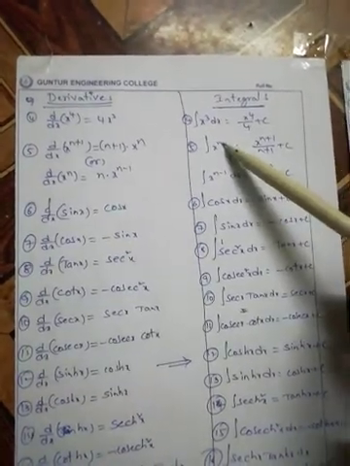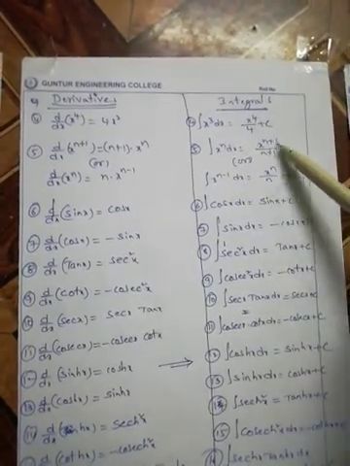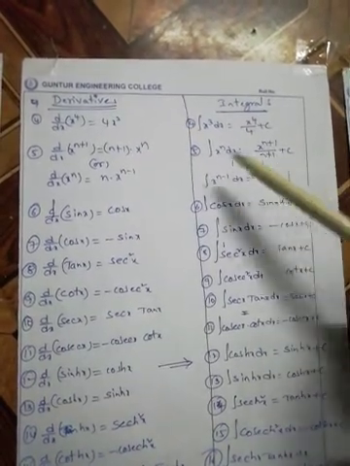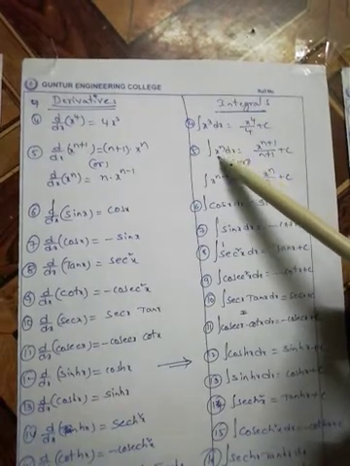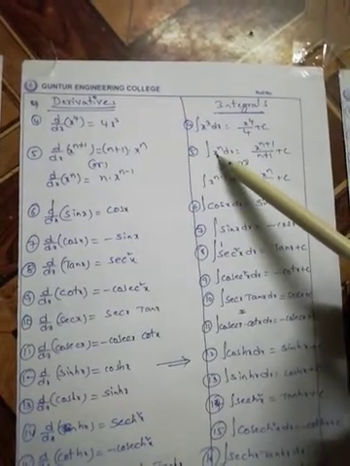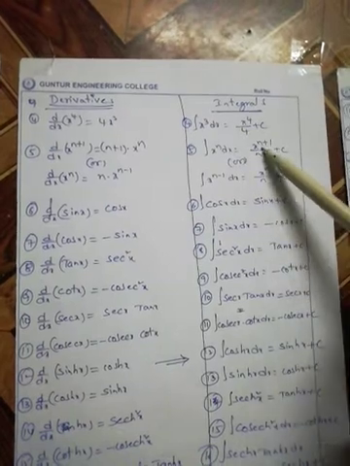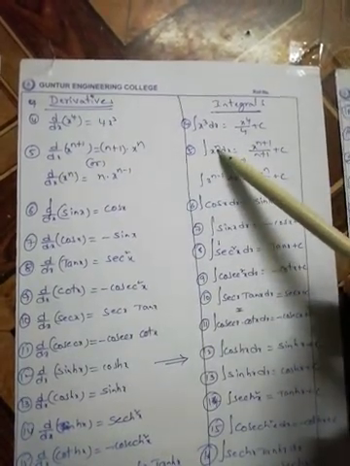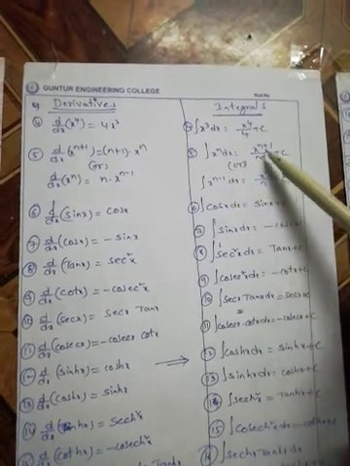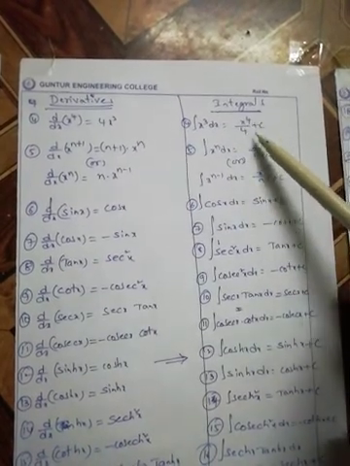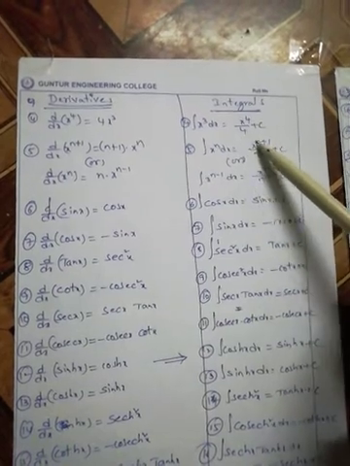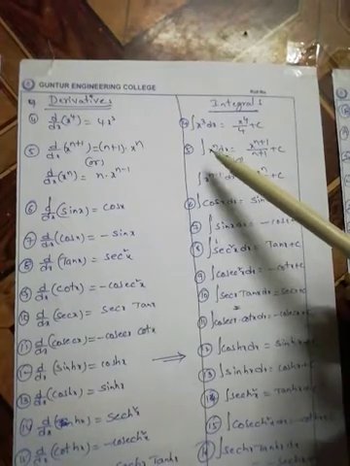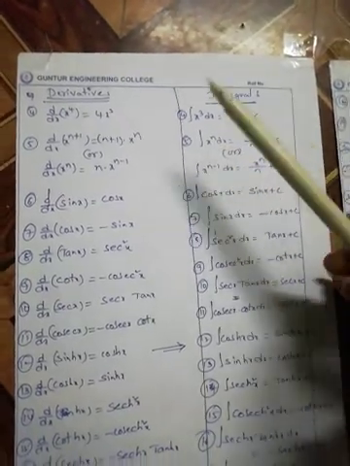Suppose n is equal to 1: x power 1 plus 1 by 1 plus 1, so integral x dx is equal to x square by 2. Suppose n is equal to 2: integral x square dx is x power 2 plus 1 by 2 plus 1, that is x cube by 3. Suppose n is equal to 3: integral x cube dx is x power 3 plus 1 by 3 plus 1, that is x power 4 by 4. This is the same as integral x cube. This is the general formula for x power n.